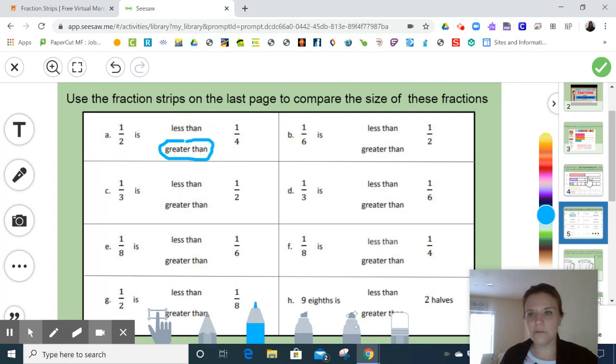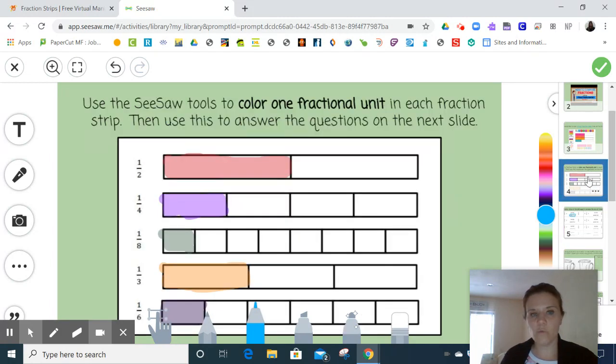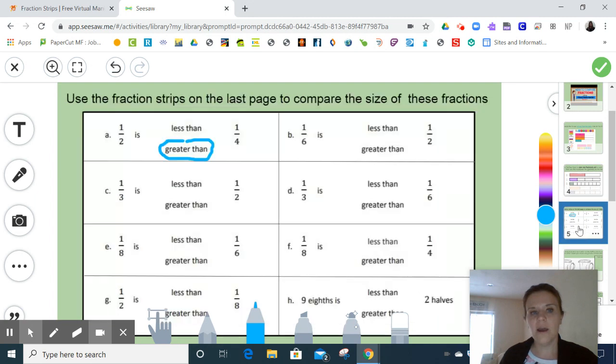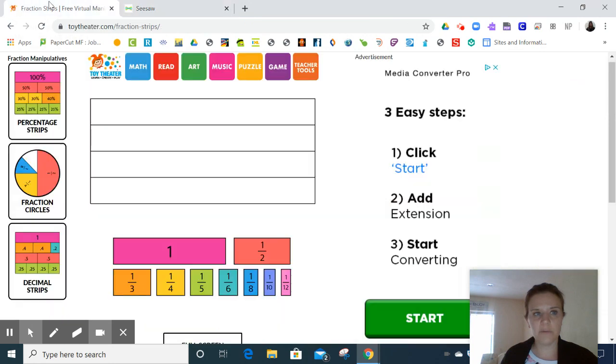So you can use this slide now that we've colored in one of each. You can use this as a tool. Another option is to use your virtual fraction strips. So for the next one, we'll use our virtual fraction strips. All right, so we have 1/6 and 1/2. So we have to compare the size. So we're going to come over here, drag up 1/6 and 1/2. Again, this is a great tool because once you take a look at the sizes, it's really easy to see which one's bigger. So which one's bigger, 1/6 or 1/2?